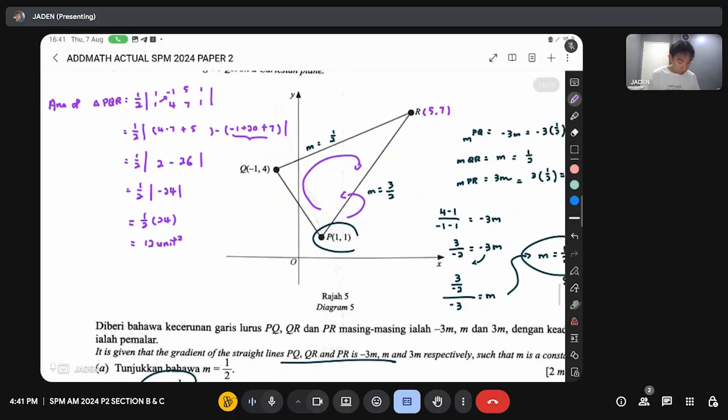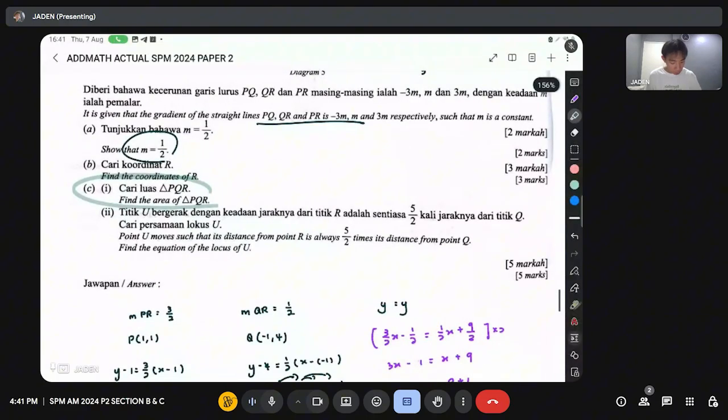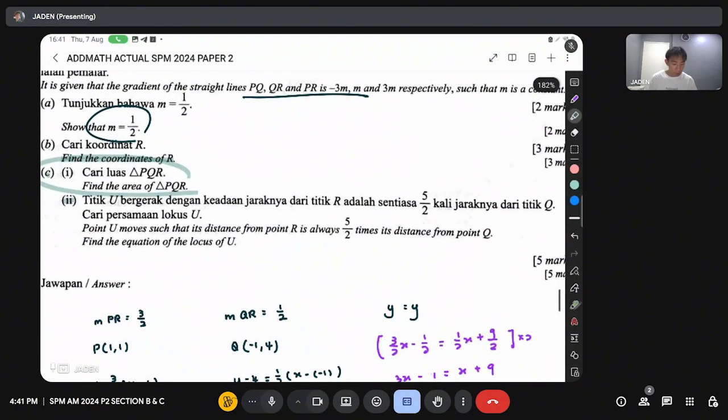We have last part to go, which is question 12. Sorry, C2. C2, they say point U move such that its distance from point R is always 5 over 2 times the distance from point Q. Find the equation of the locus of U. Okay, got it. So based on the statement itself, we can deduce an equation: UR is always 5 over 2 times of UQ. Now this is very important for your starting point, okay?